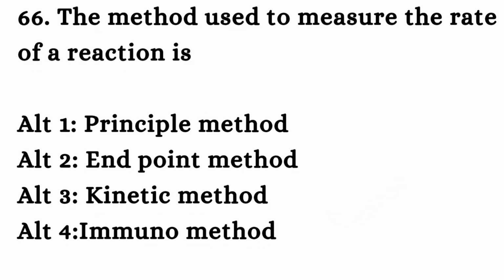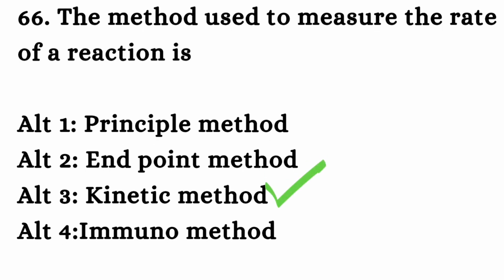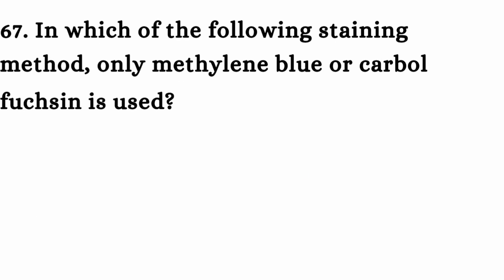Next question. The method used to measure the rate of a reaction. Option 1, principal method. Option 2, endpoint method. Option 3, kinetic method. Option 4, immuno method. The right answer is option 3, kinetic method. The method used to measure rate of reaction is kinetic method.